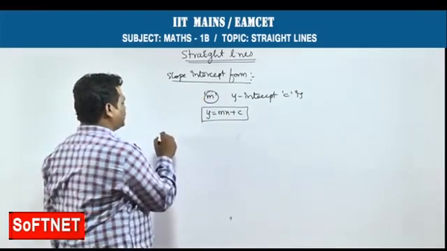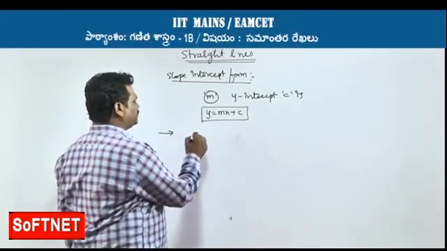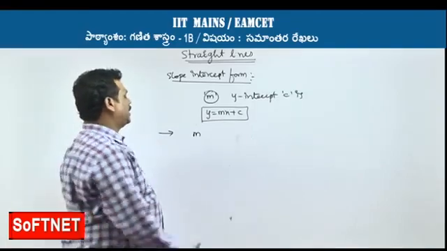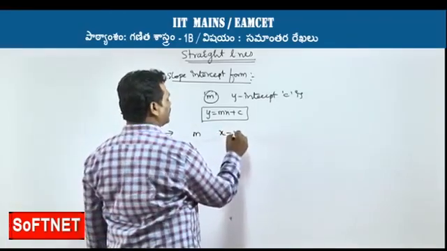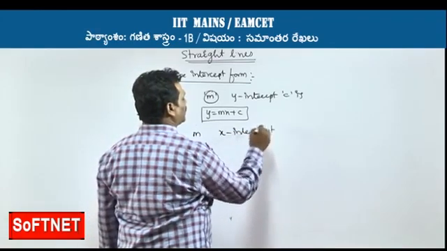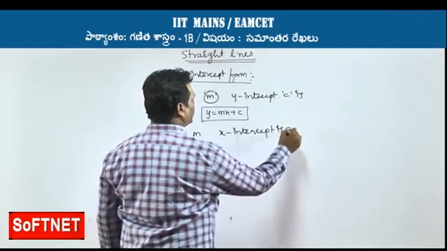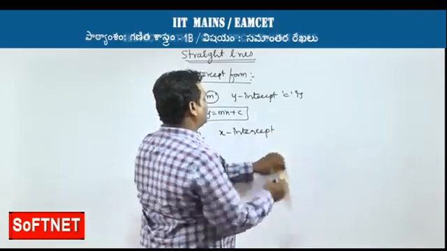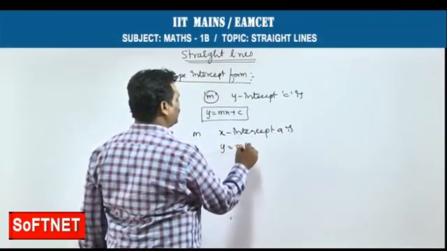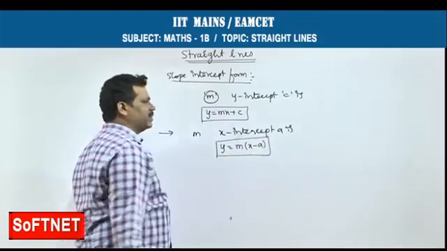Next point: the equation of the straight line having slope m and having x-intercept a is y is equal to m into x minus a.